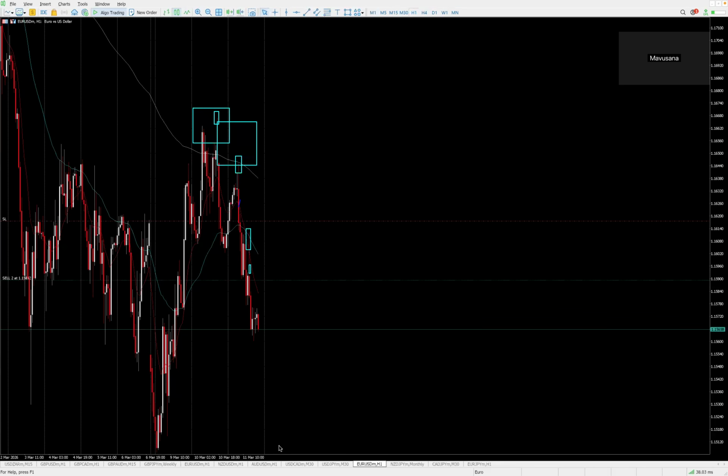In the long run, that will keep you profitable. I'm not saying go and use one lot, but you have to calculate the lot sizing according to your account size, of course.